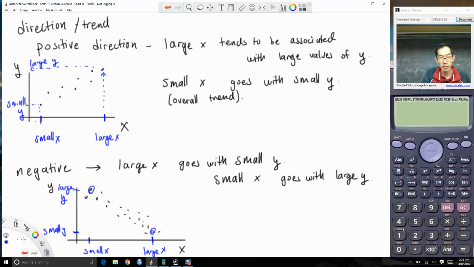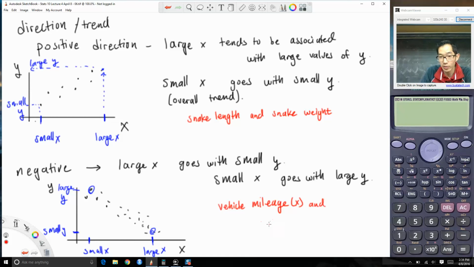All right, so examples of the positive direction: snake length and weight is an example of positive. So snake length and snake weight would be positive. An example of a negative relationship could be vehicle mileage and resale value.